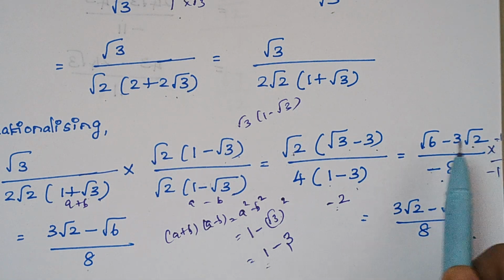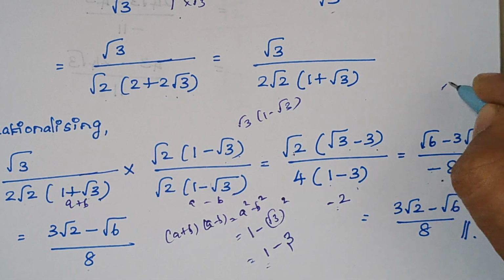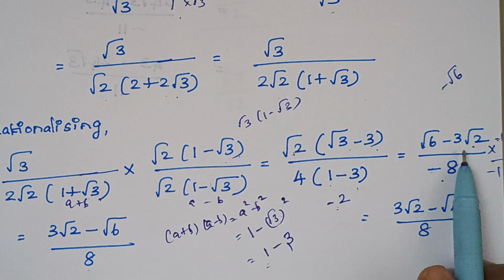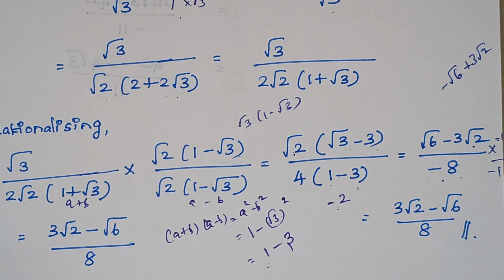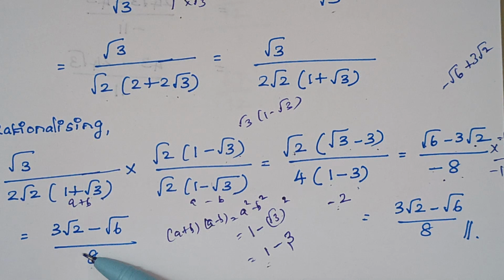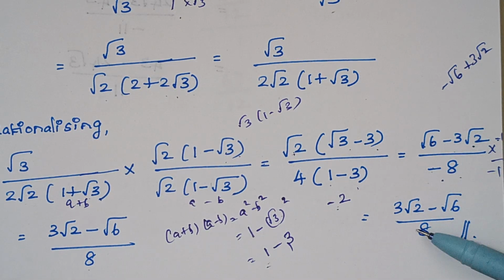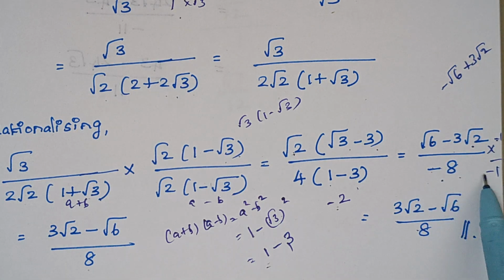You see, minus 1 into root 6 becomes minus root 6, and minus 3 root 2 into minus 1 becomes plus 3 root 2. Right. So this is what I had written here. Here or here, both the things are the same. So plus 3 root 2 minus root 6 divided by, you see, minus 8 into minus 1 becomes plus 8.